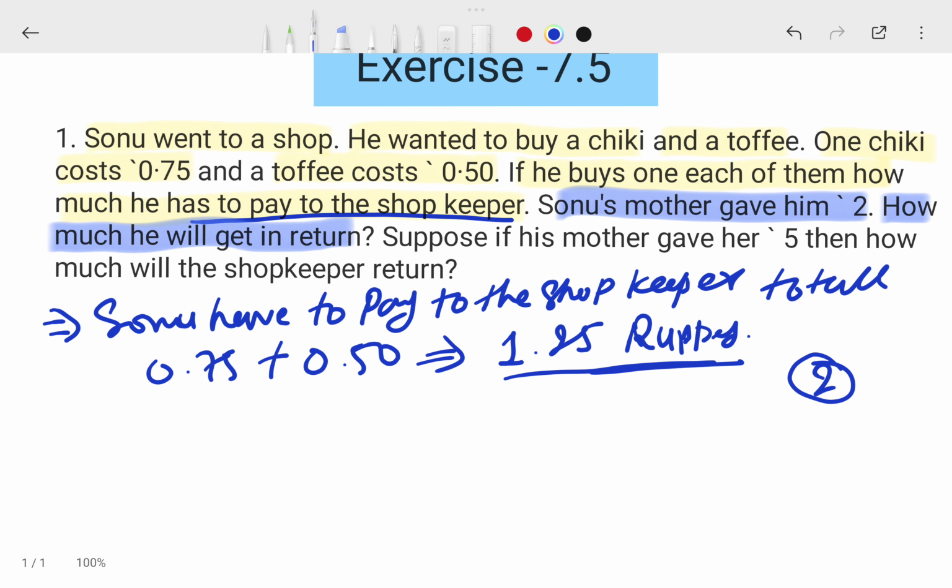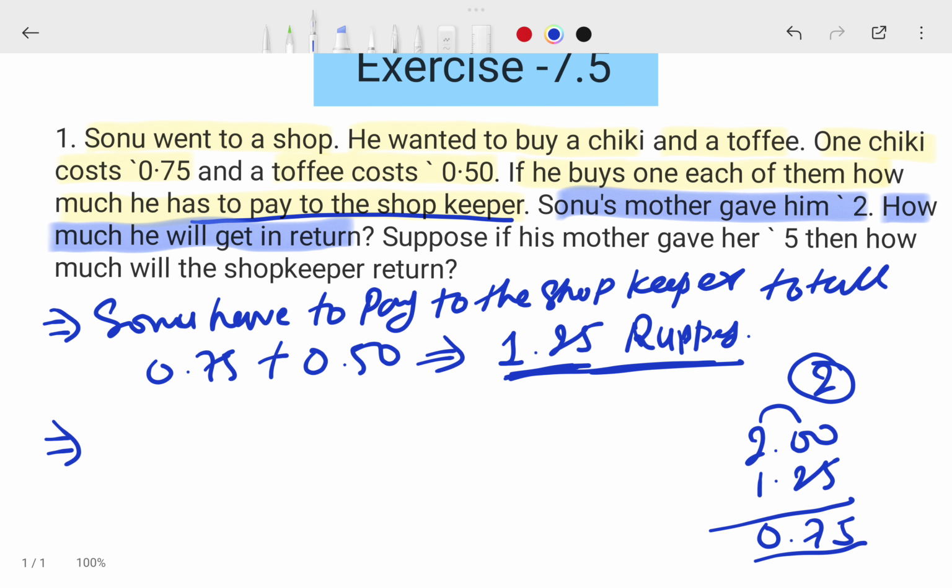Because whatever Sonu bought, its total is only 1.25 rupees. And in total Sonu's mother gave how many rupees? 2 rupees, 2.00. So how much has he spent? He has spent 1.25. So if you subtract it, it is going to be 5, it is going to be 9, and out of 9 if you subtract 2, that's going to be 7, and that's going to be 0.75. So how many rupees does Sonu have to return to his mother? 0.75 rupees. Okay, why 0.75 rupees?